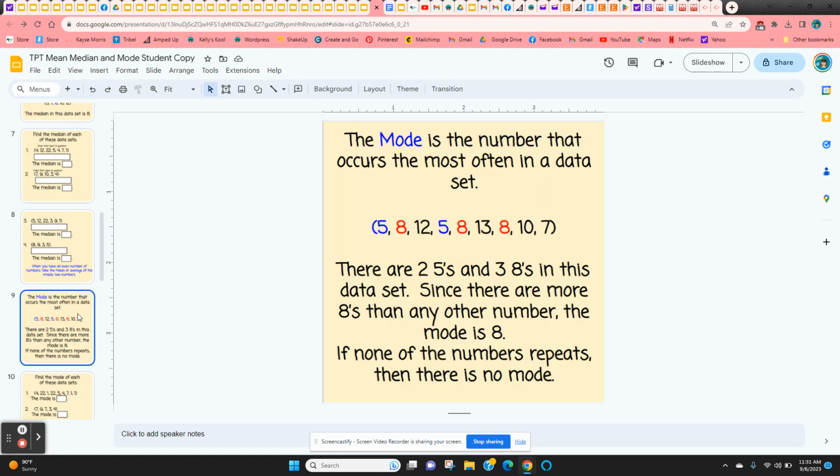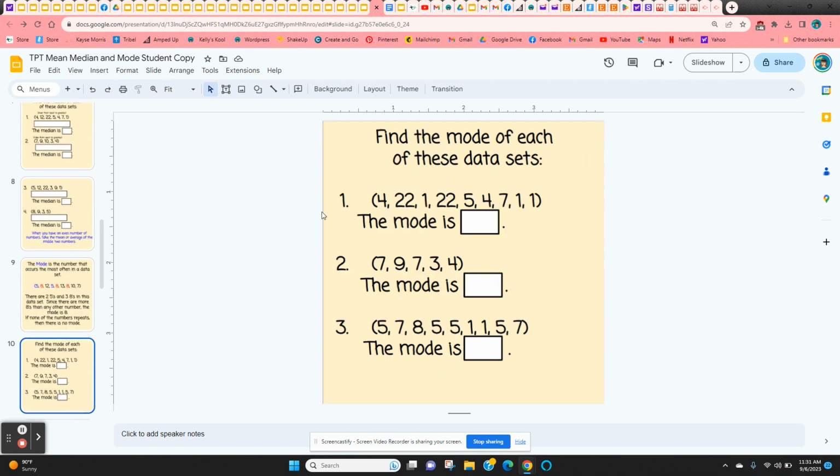Then we move on to the mode. The mode is a number that occurs the most often. Here these are color coded so they can see that there are more 8s than any other number. So 8 is our mode. On the next slide they're going to be doing that. Which number do they see the most often?